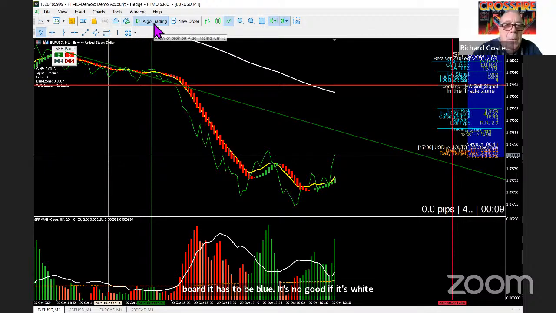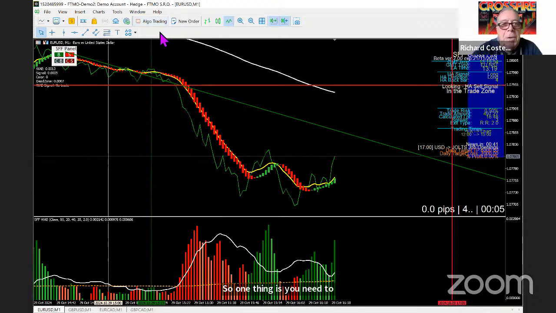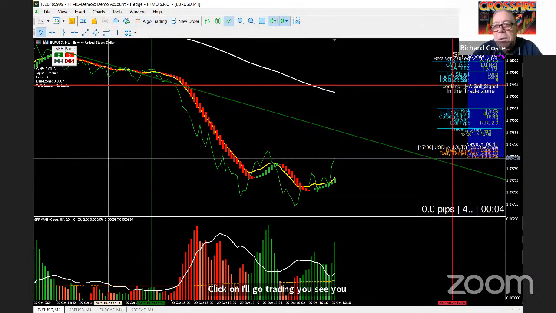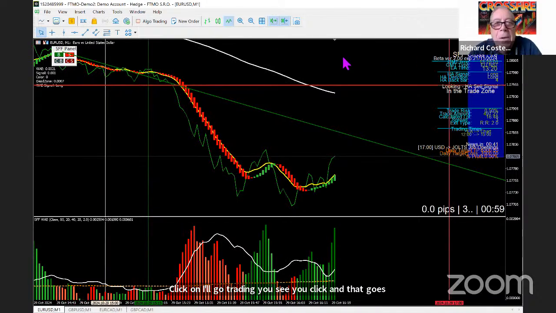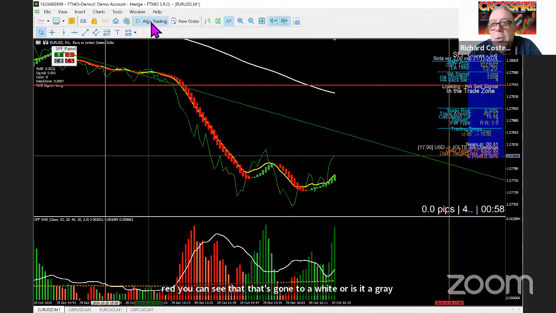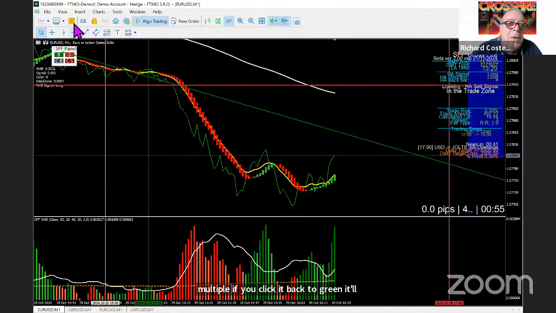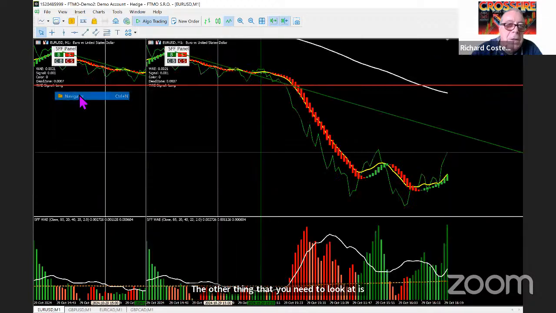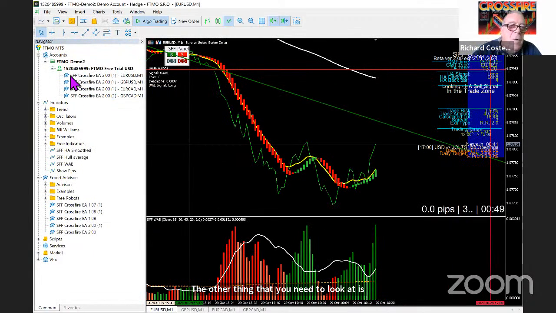So one thing is you need to click on algo trading, and you can see if you click and that goes red, you can see that's gone to a white, or is it a grey mortarboard? If you click it back to green, it'll go back to blue. The other thing that you need to look at is if you go to view and navigator, you've got 4 hats there. They're all blue.